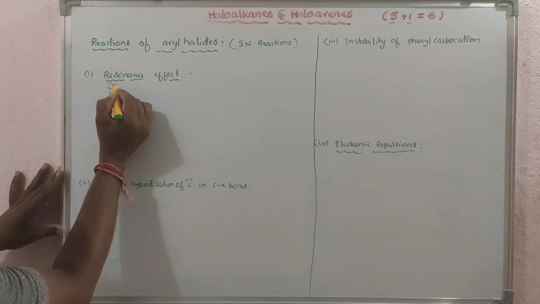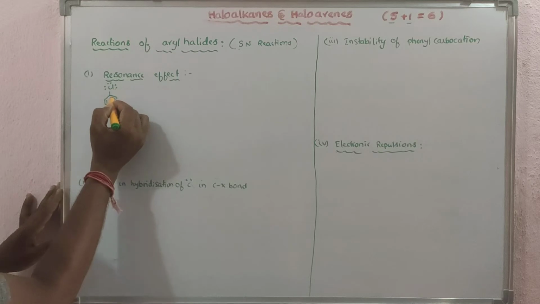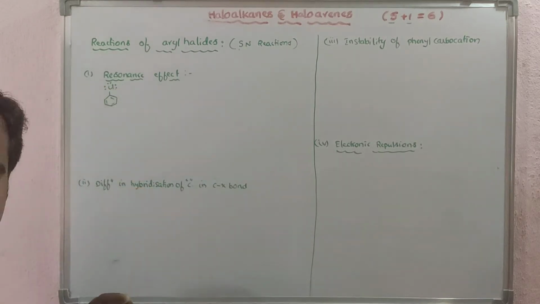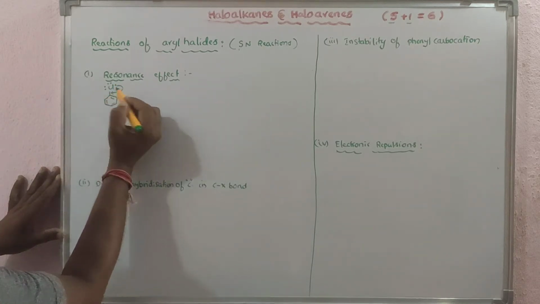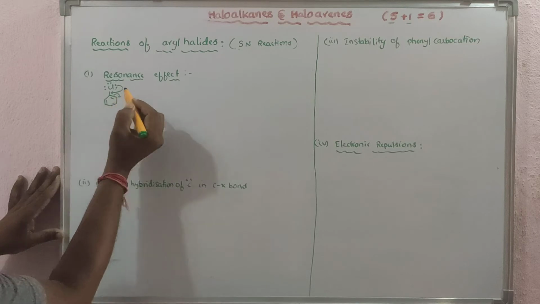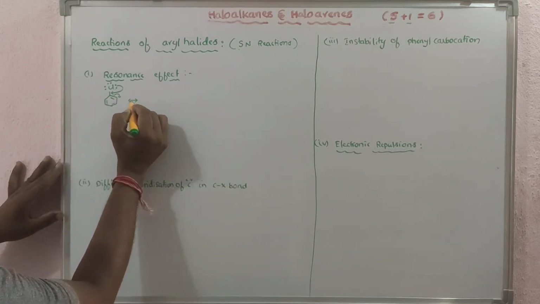You know chlorine has 3 lone pairs of electrons, and this lone pair and the double bond are in conjugation, separated by a single bond, so they are involved in resonance. When they are involved in resonance, this lone pair of electrons converts into a bond pair, and this bond pair will go towards this carbon. Then what resonance structure will you get here?